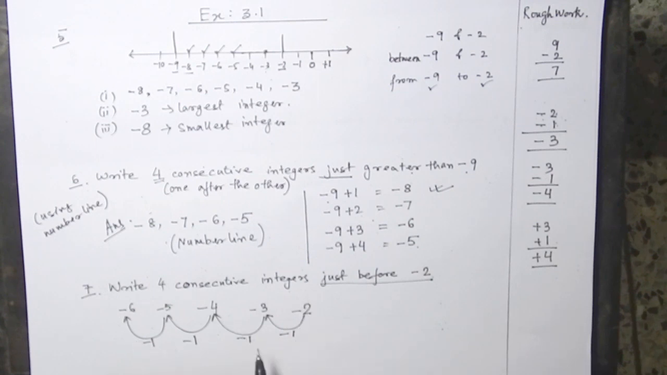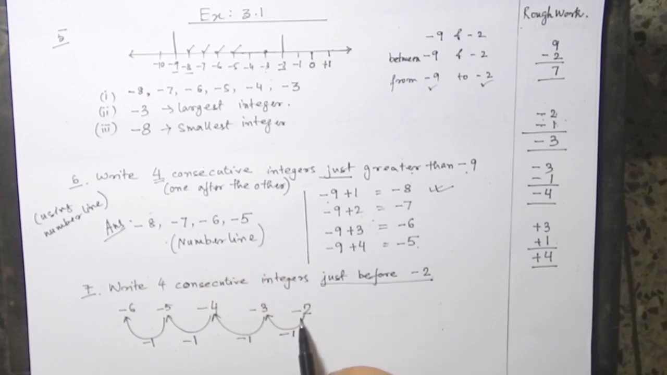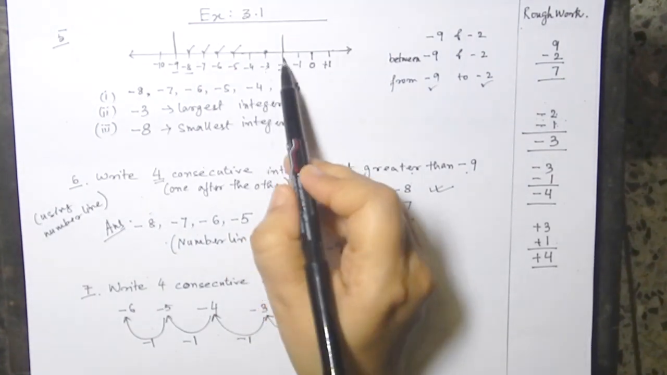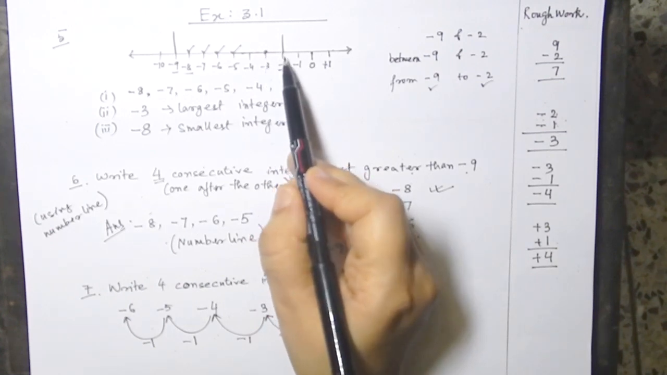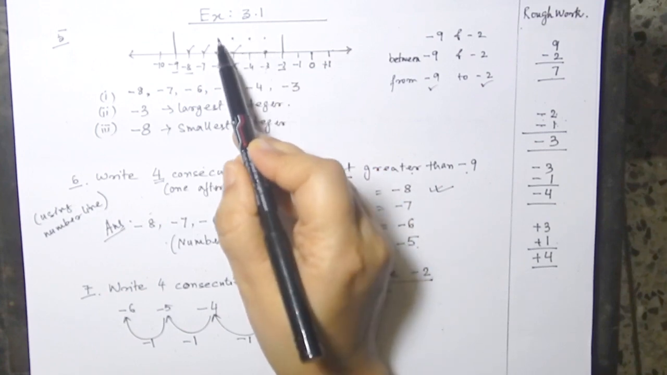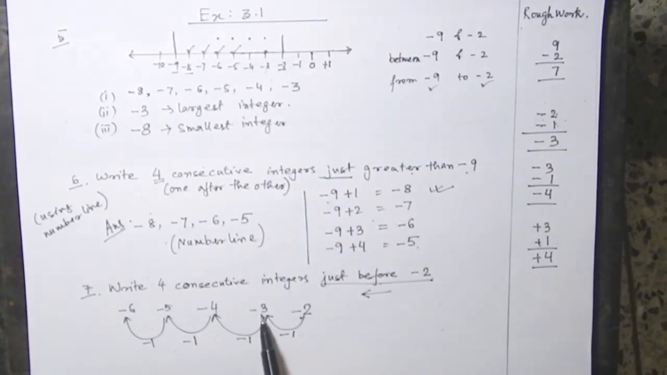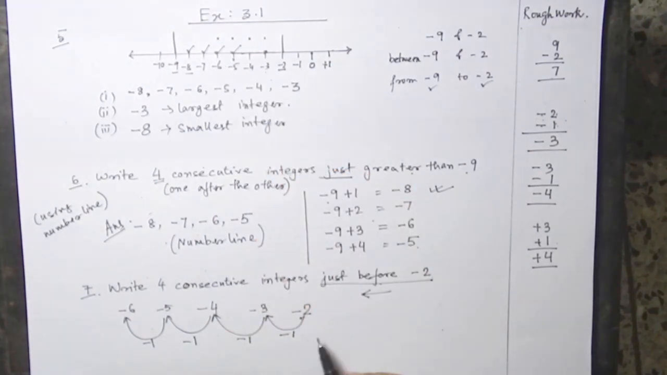Now let me do this sum using the number line. How will I get it? Minus 2 and less than minus 2. So if it is less than minus 2, which side will I go? Left hand side. So let's come back to the number line. Minus 2, less than minus 2, and 4 of them. So 1, 2, 3, 4 of them. See, minus 3, minus 4, minus 5, minus 6. We have got the same answer. So this is my required answer.